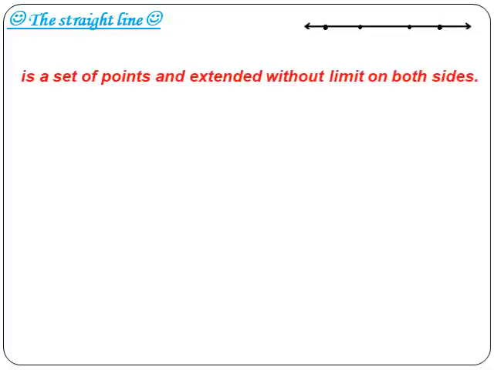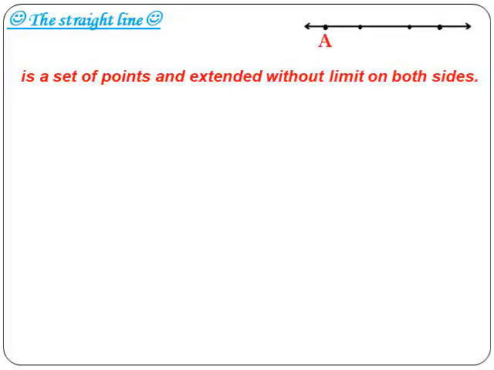What about the straight line? A straight line is a set of points. It has neither an ending point nor a starting point. So the definition is: a set of points extended without limit on both sides. It goes in both directions with no limit.